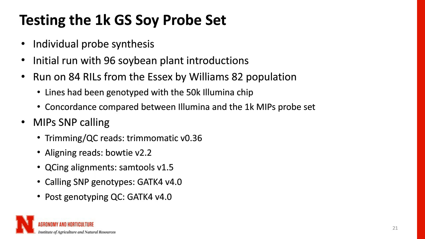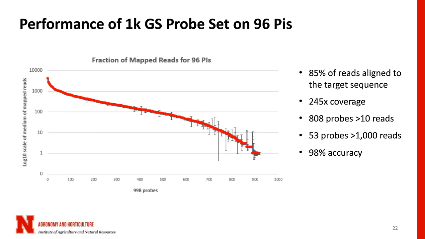For SNP calling on the MIPs, we did trimming using Trimmomatic. Mary Happ, a PhD student in my lab, developed the pipeline here. She used Trimmomatic, Bowtie, SAMtools, and then GATK for the SNP calling and the post genotyping. So for the performance of the 1K on the 96 PIs, 85% of the reads align to the target sequence. So we're getting good enrichment for the sequencing for the 1K.